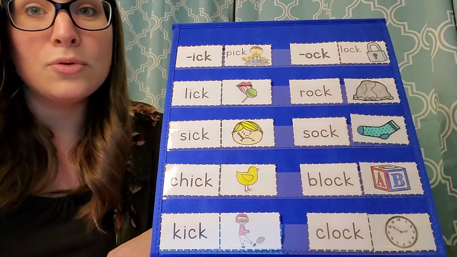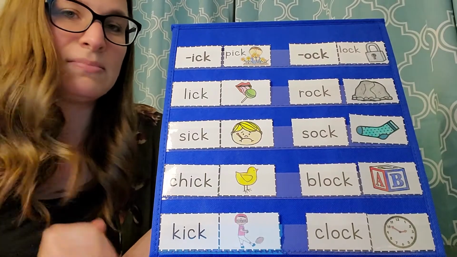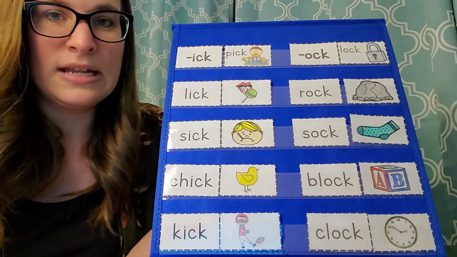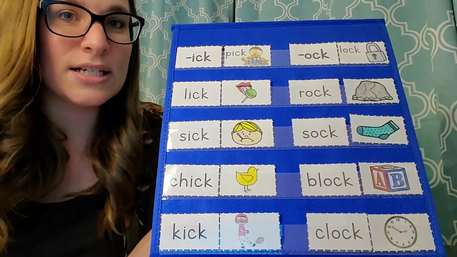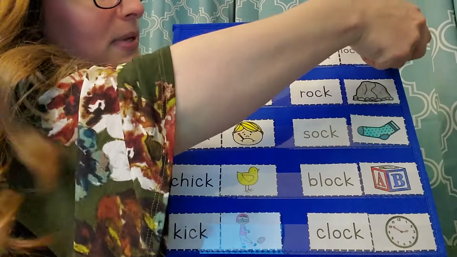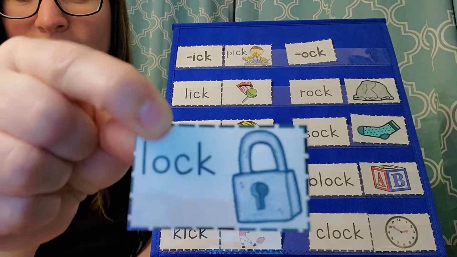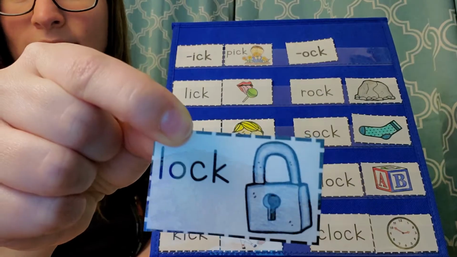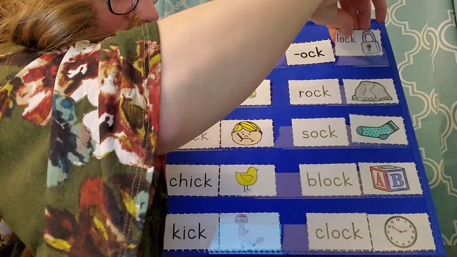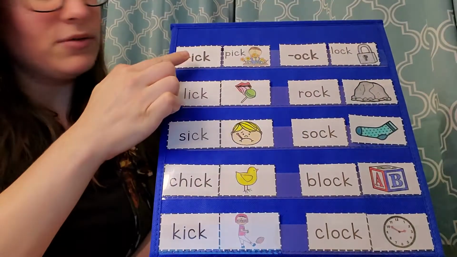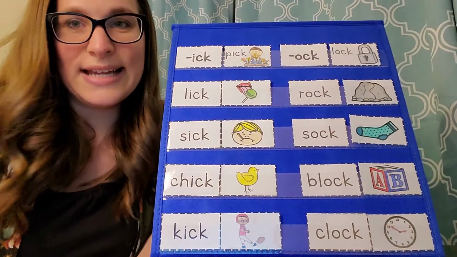And then we have O-C-K. And just like with the I-C-K, when you have C-K together, it just makes the one K sound. So O-C-K, with that short O sound, is ock. And the word in the picture for the header for ock is lock. All right, so this week, all of our words will either be ending with ick, I-C-K, or ock, O-C-K.